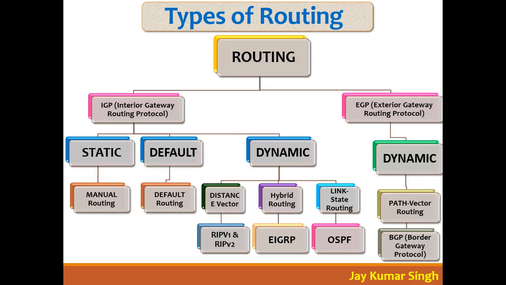Now, types of routing. Routing is divided into two parts: one is interior routing and one is exterior routing, that is IGP or EGP. IGP means maybe I have 10 routers and I want to configure all of them in my own domain. Like in IST I want to configure 10 routers. All those 10 routers are configured in the domain of IST, so that belongs to IGP, meaning interior.